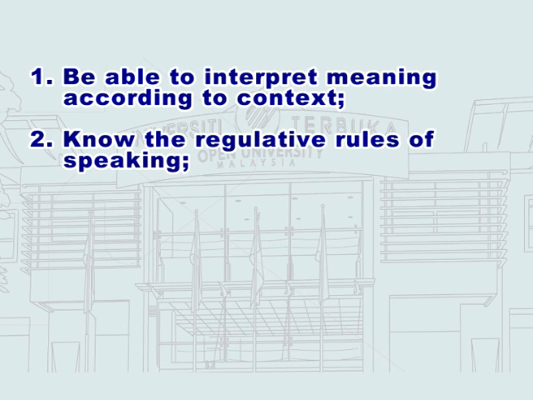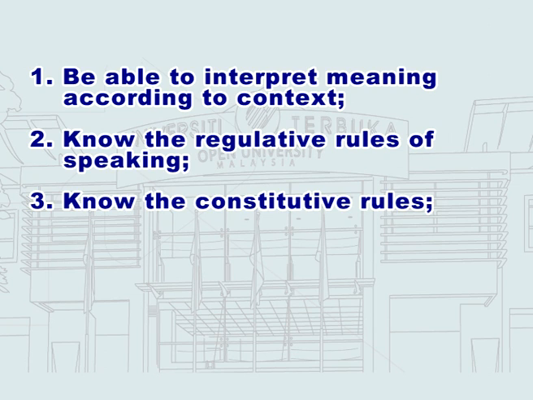This means you must know when to enter and interrupt during a conversation, with whom you can interrupt and with whom you cannot. Thirdly, know the constitutive rules, that is, knowing what is right and what is wrong in a certain culture. For example, head bowing is a mark of respect in the Asian culture. In the Western culture, kissing is a mark of affection. Yawning and shouting while communicating is a sign of rudeness in most cultures.